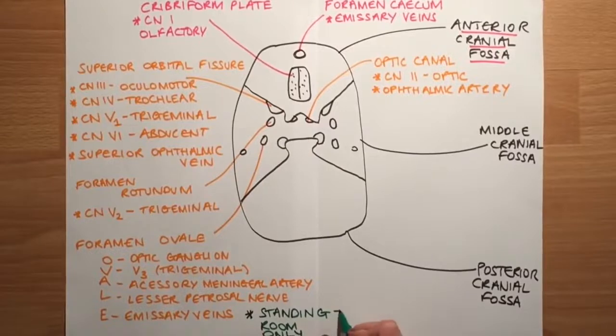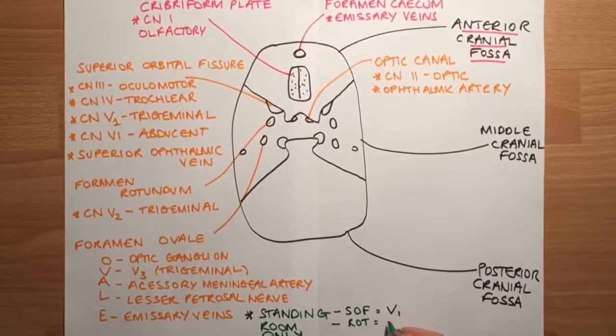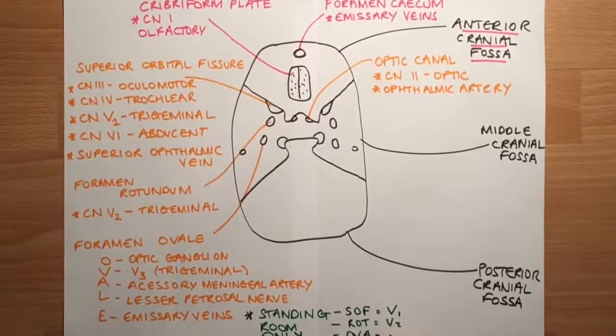So you have S representing the superior orbital fissure, which is the first division. So the ophthalmic division. Then you've got R for rotundum, which is second division, and then you've got O for ovale, which is the third division.